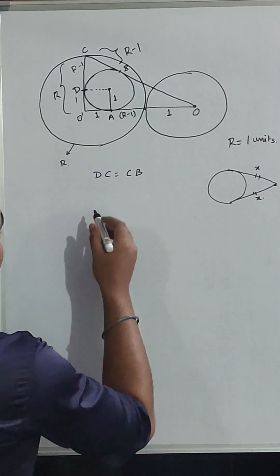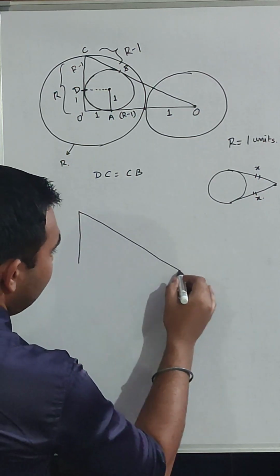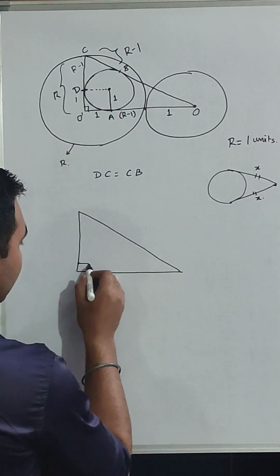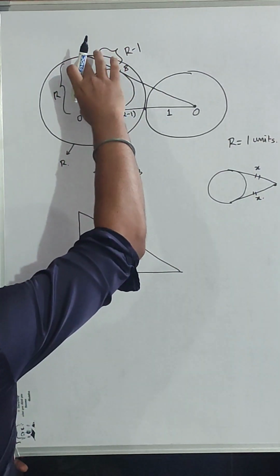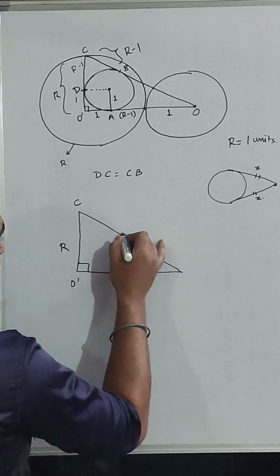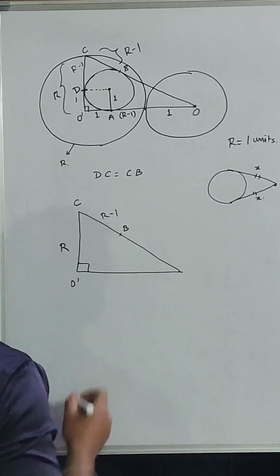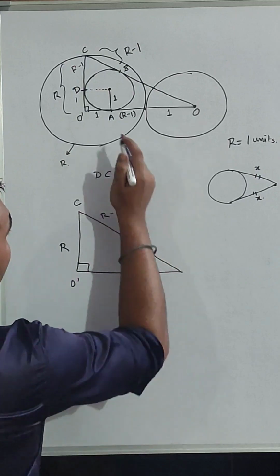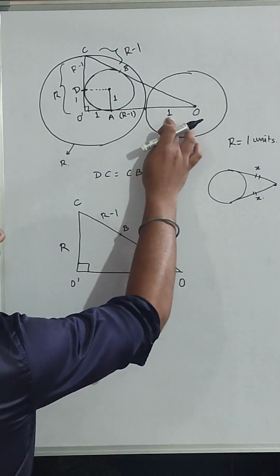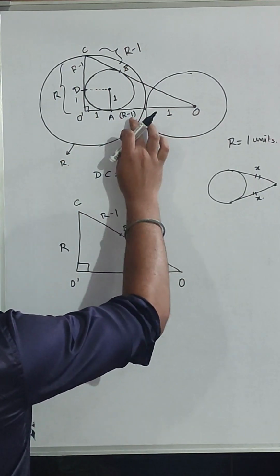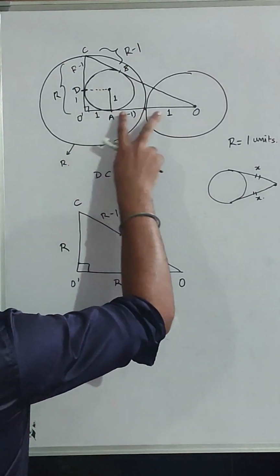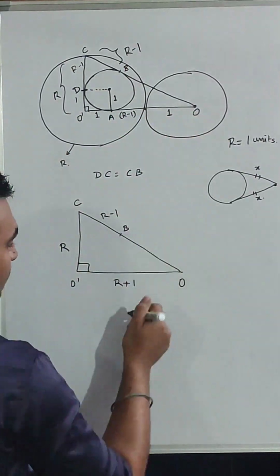Now let me draw this entire right angle triangle. It's a right angle triangle that is given to us in the question, something like this. We know that this total distance is R. Now C to B, this is O dash, this is B, this is R minus 1. And from O dash to O, 1 plus 1 is 2, and this is minus 1, so this will become R plus 1. This total is R, this is 1, so R plus 1 is O dash to O.